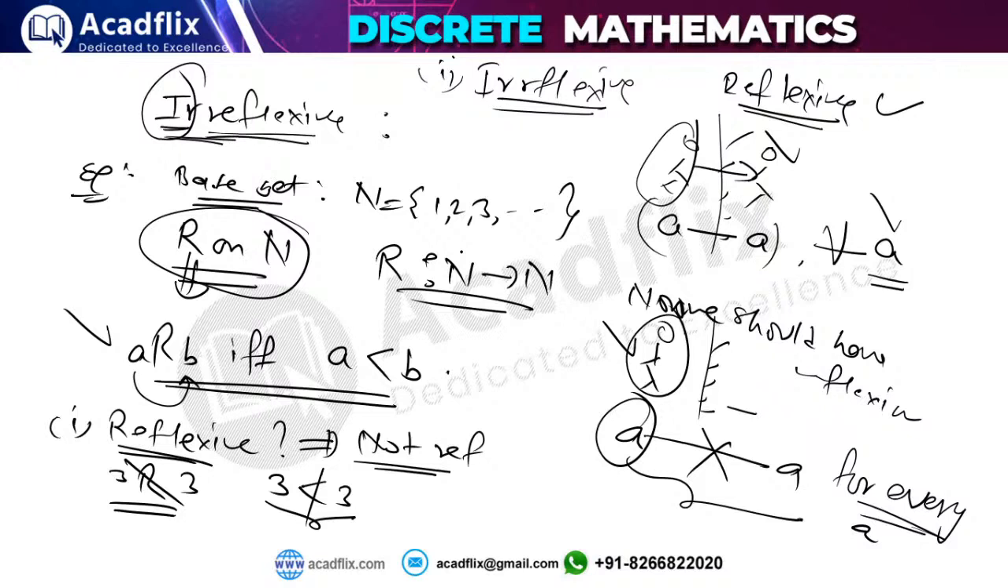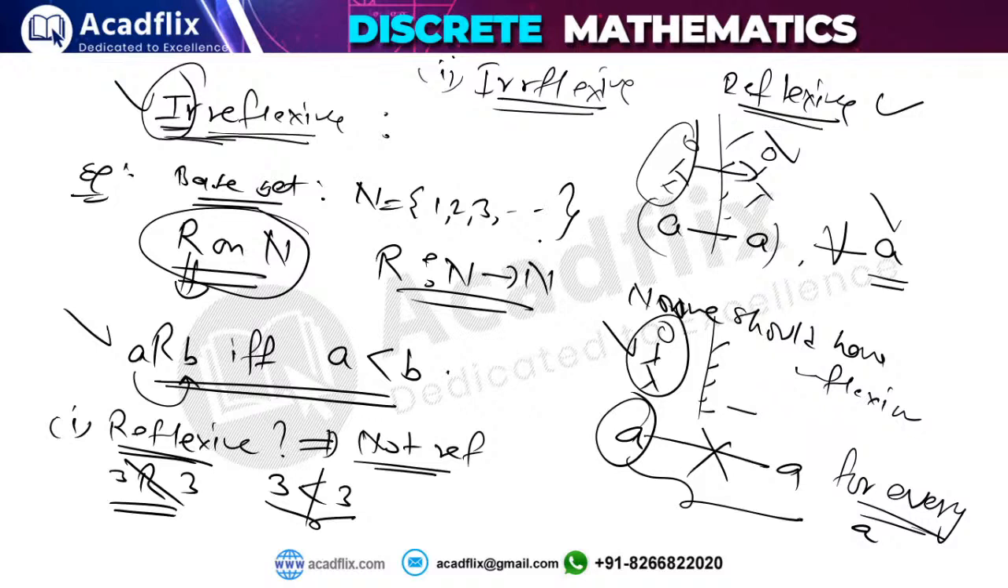Reflexive. Today we are looking at a new type of relation, that is irreflexive. An irreflexive relation says that no element should be related to itself. It's like the extreme opposite of reflexive. Reflexive says that every element should be related to itself, and irreflexive says that no element should be related to itself. So these are extreme opposites of each other.